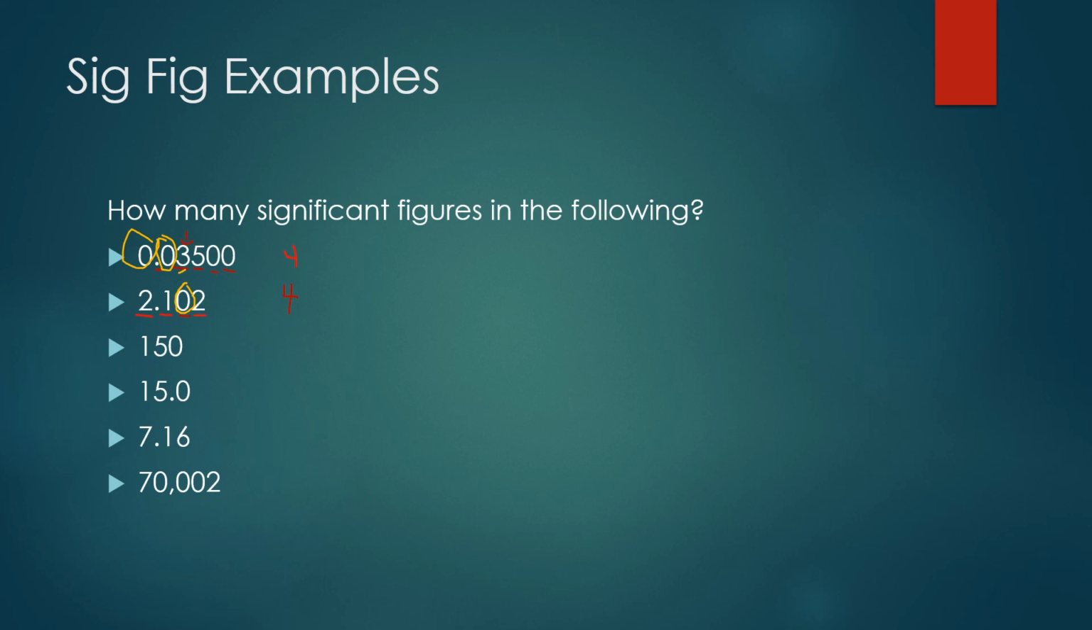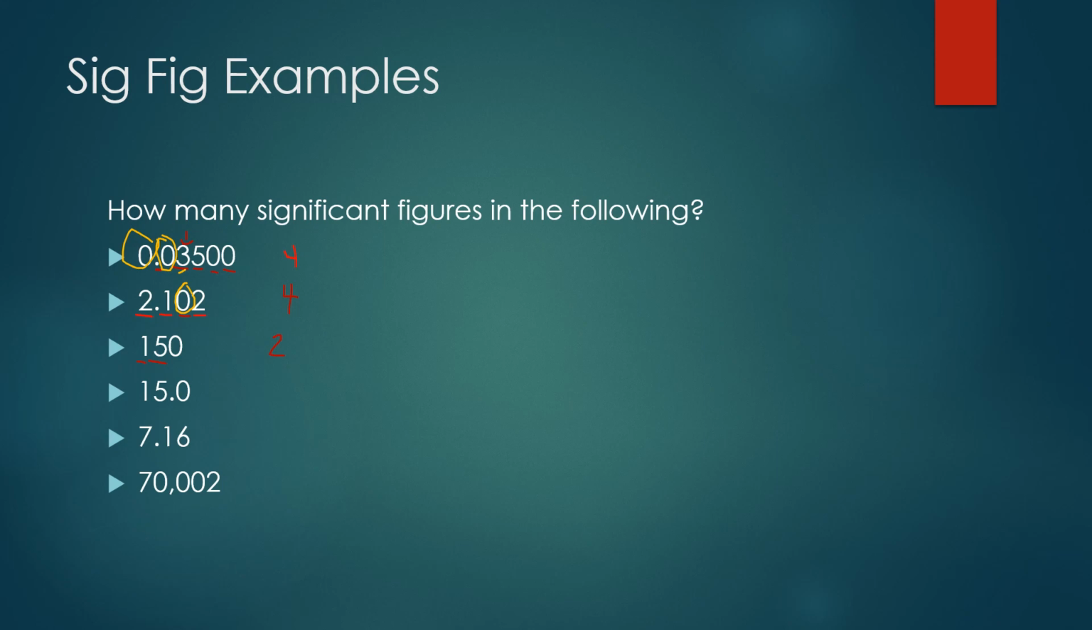The next one, so once again, starting at the far left. The 1 counts because it is non-zero, the 5 counts because it is non-zero. Does that last 0 count? So we're applying Rule 3, a trailing 0. Remember, we said that zeros can count either if they're between 2 non-zero digits, like the previous example, or if there's a decimal point. Do we have a decimal point here? We do not, so that 0 does not count.